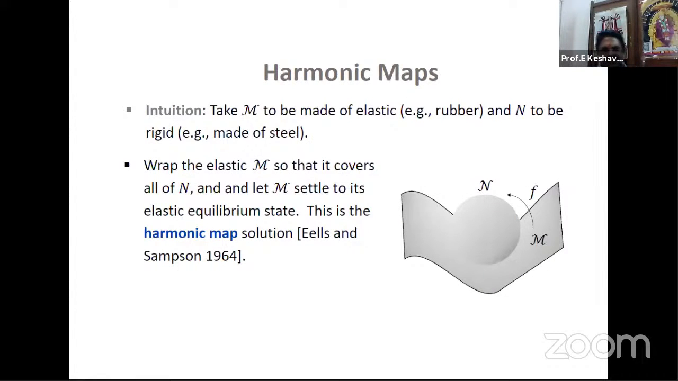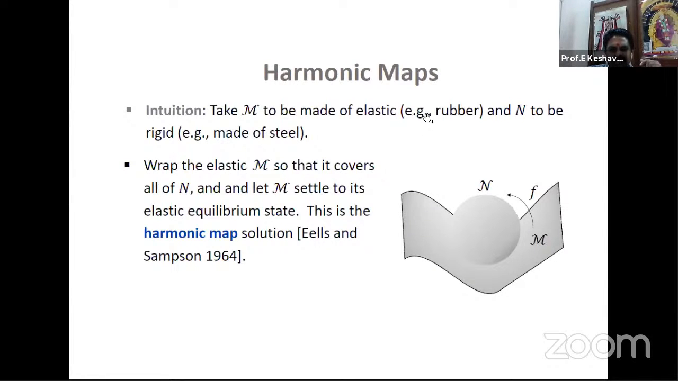So then it comes to the harmonic maps. For harmonic maps, we have an intuition: if we take M to be made of something elastic, for example rubber, and N to be rigid, for example steel, what will happen if the rubber covers and wraps the steel? Let M settle to its elastic equilibrium state. This is the harmonic map solution. This has been given by Eells and Sampson in 1964.